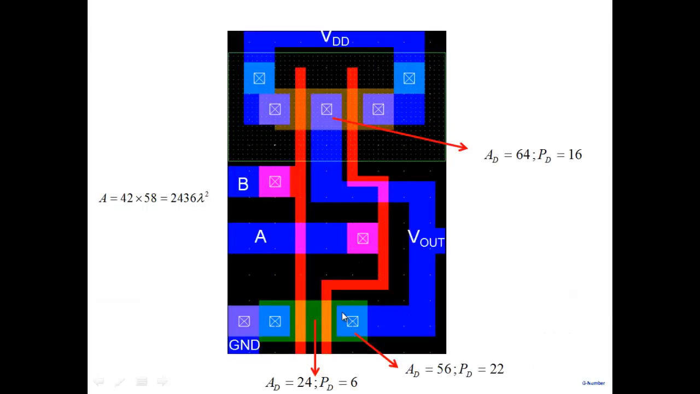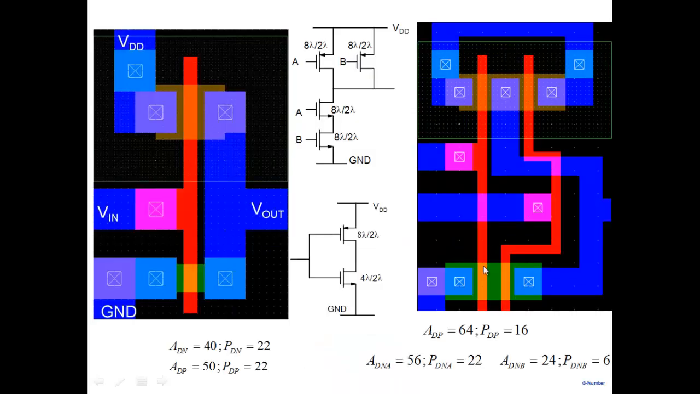Now what I want to show here is the difference between the NAND gate and the inverter. This is our inverter, shown here, 8 lambda by 2 lambda and 4 lambda by 2 lambda. And this is our NAND gate here. Just take a look at the areas. If we look at 8 lambda by 2 lambda, what is the drain area? Drain area is 50, and perimeter is 22 in this case, right? 50 and 22, when I have 8 lambda by 2 lambda.